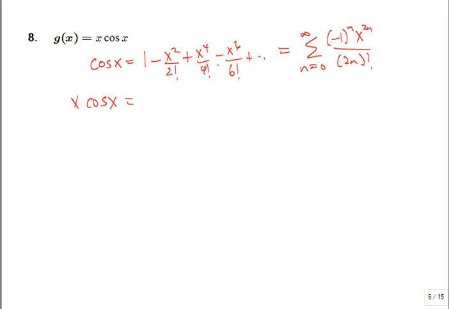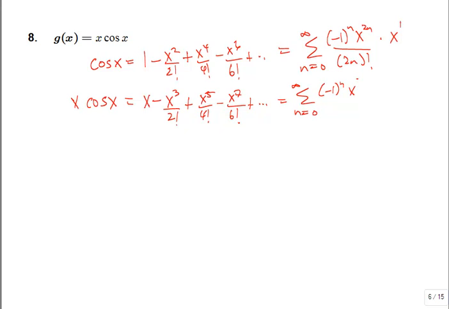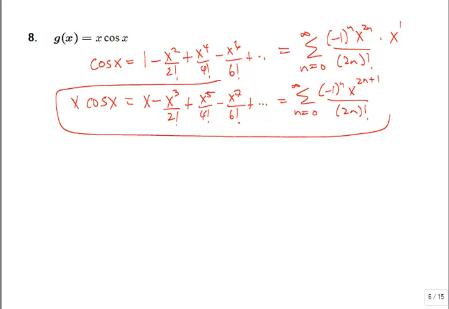Well, just take this times x. So each of these is going to get an extra power of x added in. So this will become an x minus an x cubed over 2 factorial plus an x to the 5th over 4 factorial minus an x to the 7 over 6 factorial, etc. And over here, when I multiply by an extra x, this is like an x to the first. So when I add those powers, this new power will be 2n plus 1 over 2n factorial. So we're getting the odd powers on top, but even denominators. So here's my power series.